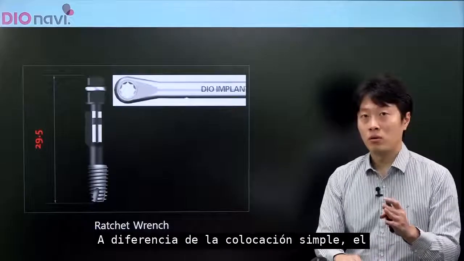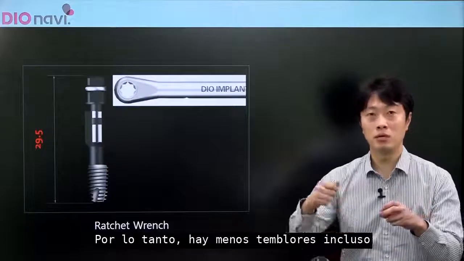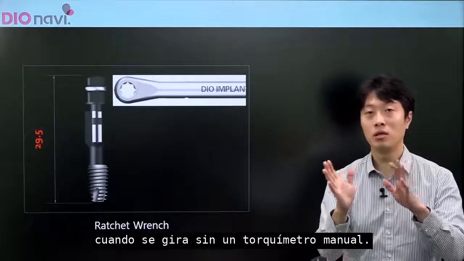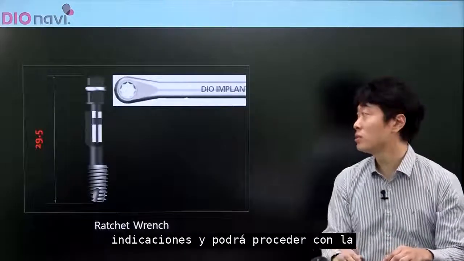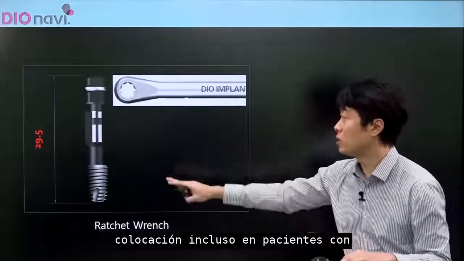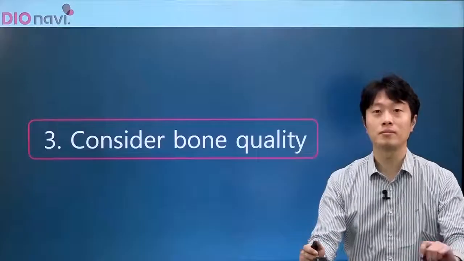Unlike simple placement, the DIOnavi implant has a surgical guide, so there is less shaking even when turned with a hand ratchet. So turn it slowly as guided, and you can proceed with placement even in patients with opening limitations with very little difficulty.